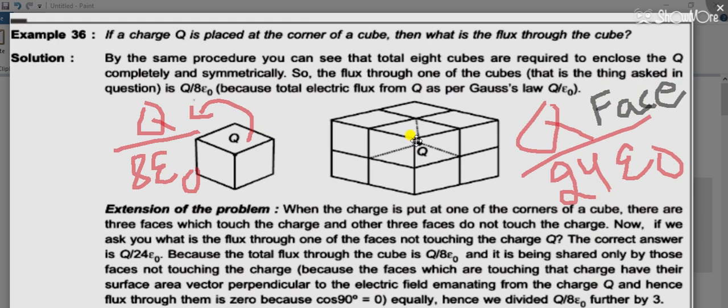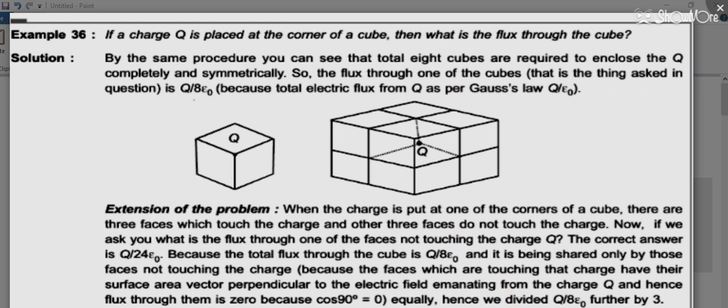So you have to complete the symmetric diagram every time. Whenever you get this type of questions where the charge is placed at the edge, where the charge is placed at the center, where the charge is placed at the center of the edge, you have to consider this type of symmetric diagram. Now moving ahead to the last question.